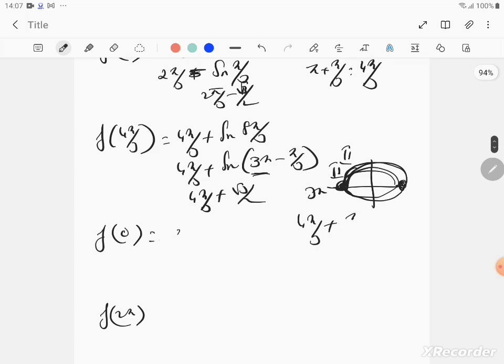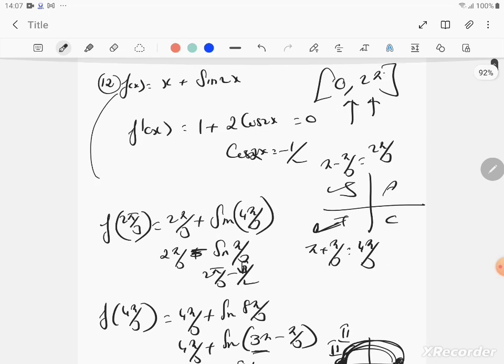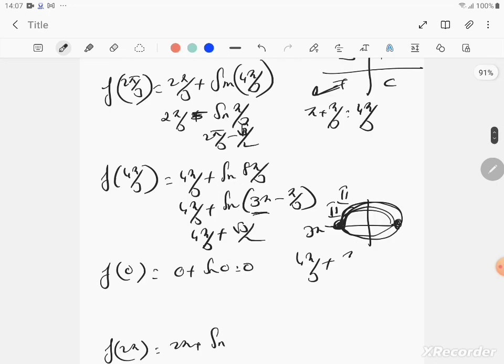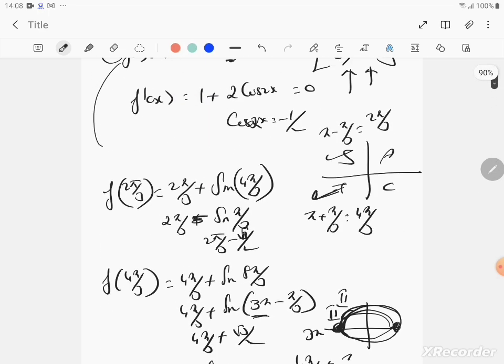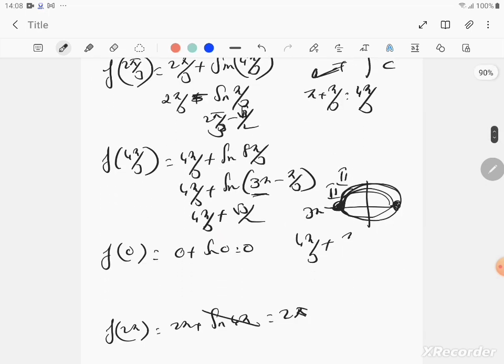f of 0: 0 plus sine 0 is just 0. f of 2 pi: 2 pi plus sine of 2 into 2 pi, which is 4 pi, and anyway the sine is going to be 0 only. So the answer is 2 pi. So you have to check which is the greatest value and which is the least value. You can see here it's 2 pi, and 4 pi by 3 plus root 3 by 2. From this, we can see that this will be the maximum value, I think.